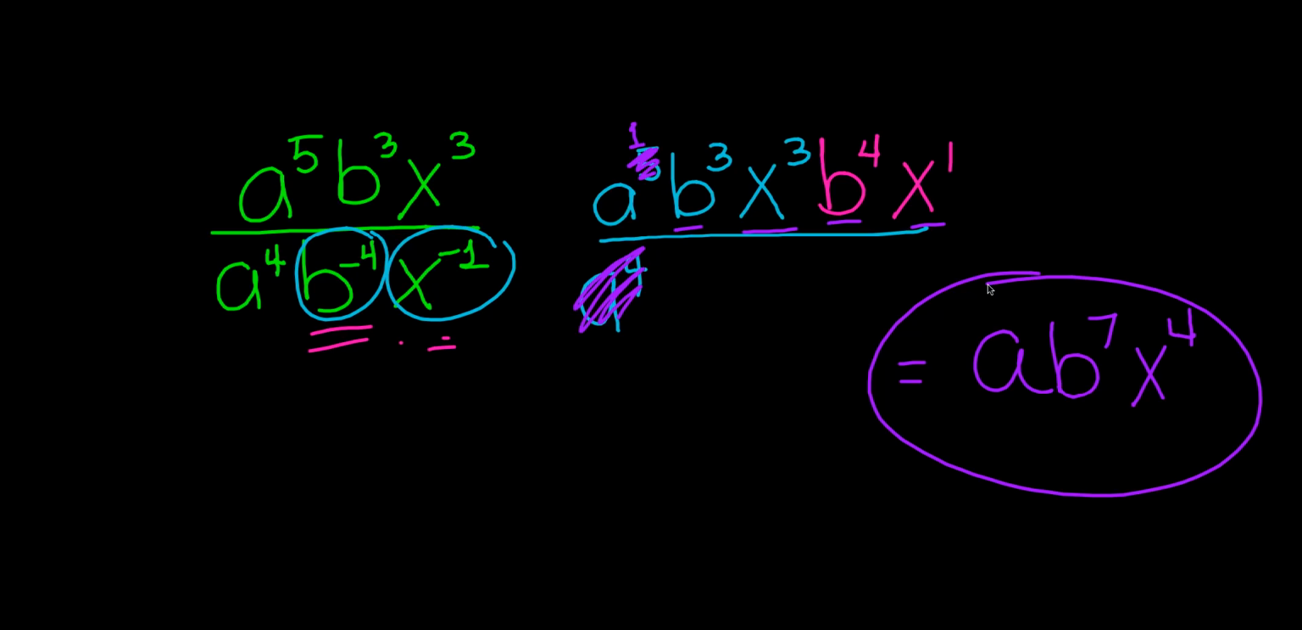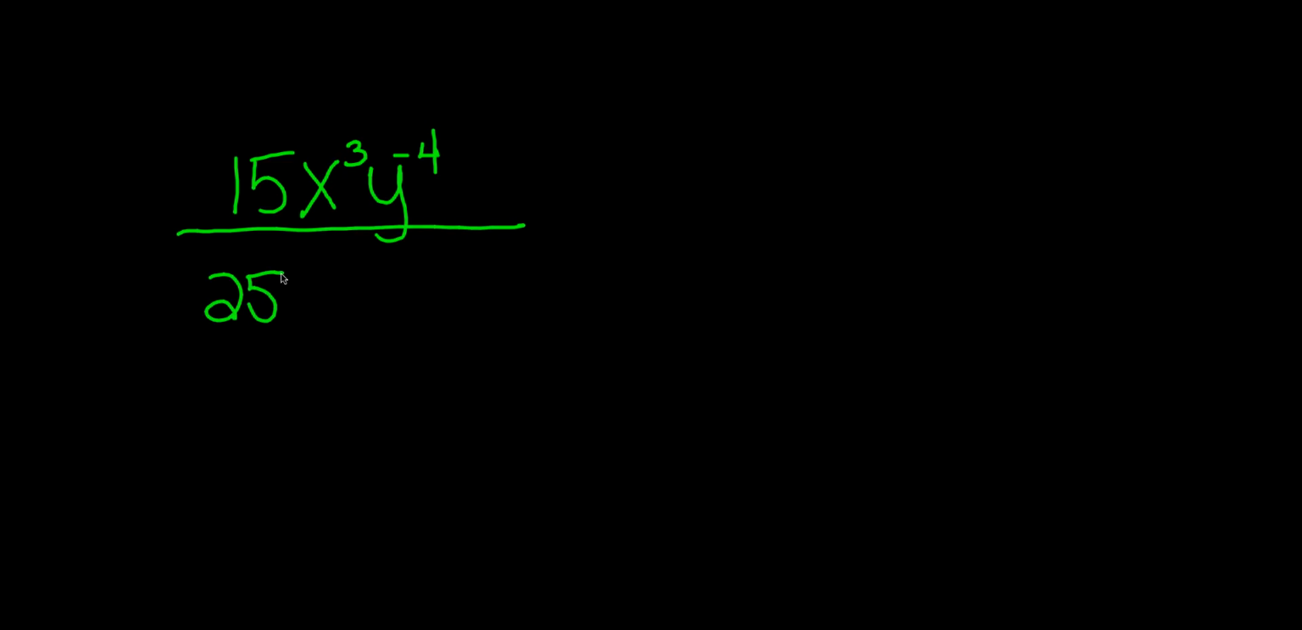Let's try another one here. Just do some examples here, give you a chance to practice. We're going to hit pause as soon as we get this question written down. We're looking at 15 x to the third y to the negative fourth over 25 x to the negative fifth y to the negative seventh. Take a moment and go ahead and try to simplify that.